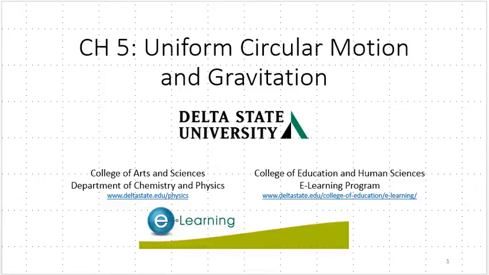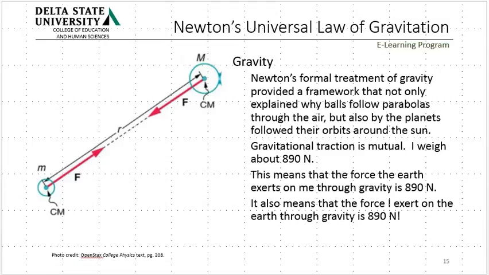Okay, in part 4 of chapter 5, we're going to start talking about gravity. All right, back to Newton here. Newton had his universal law of gravitation, the math he worked out there, and he used it to explain the motion of the planets around the sun, the motion of the moon around the earth, the motion of satellites, all of this. He used it to explain everything.